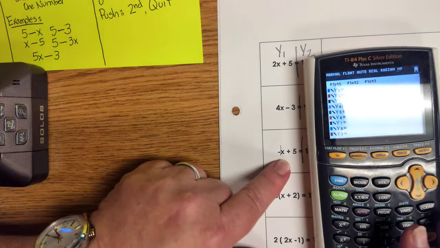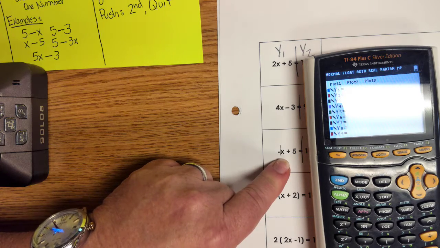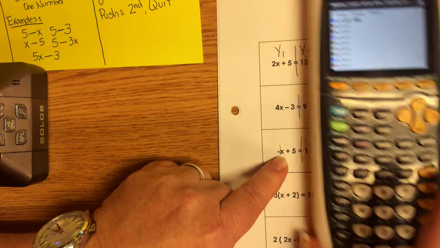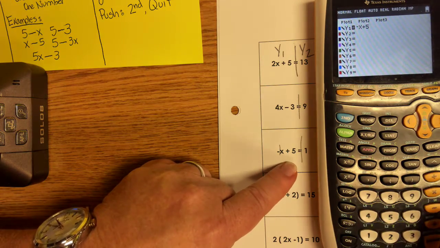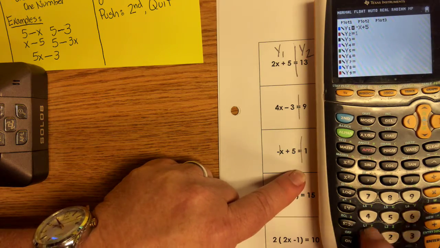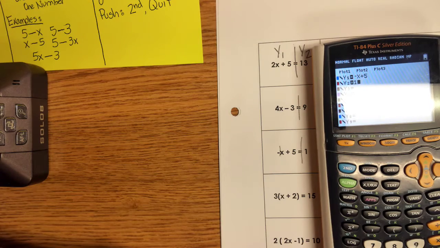Now, on this x, am I going to use a subtract sign or a negative sign? Negative. So I'm going to put in negative x plus 5. Then I'm going to go down to Y2 and put 1. I'm going to hit what after that?